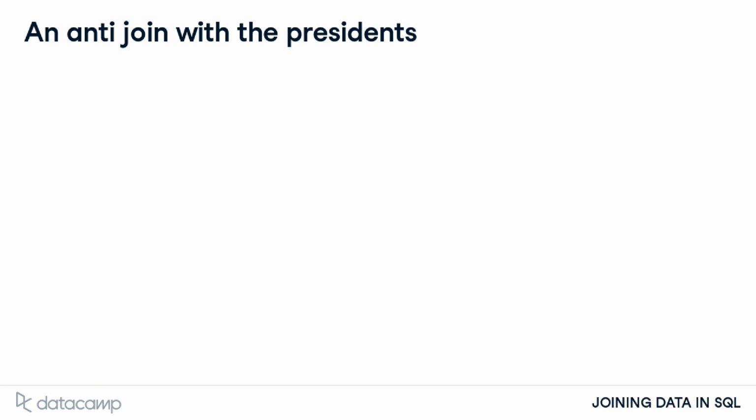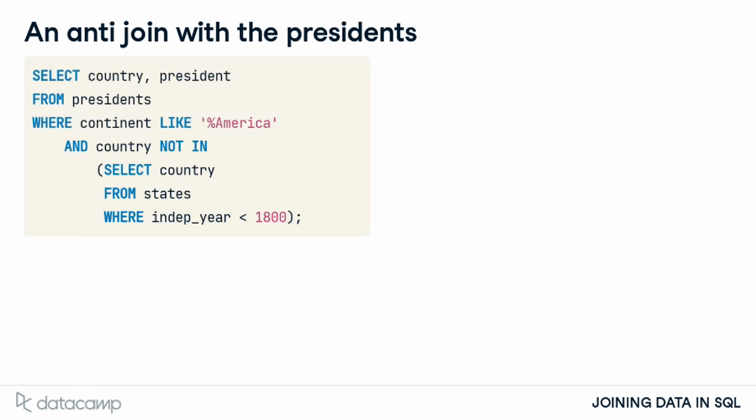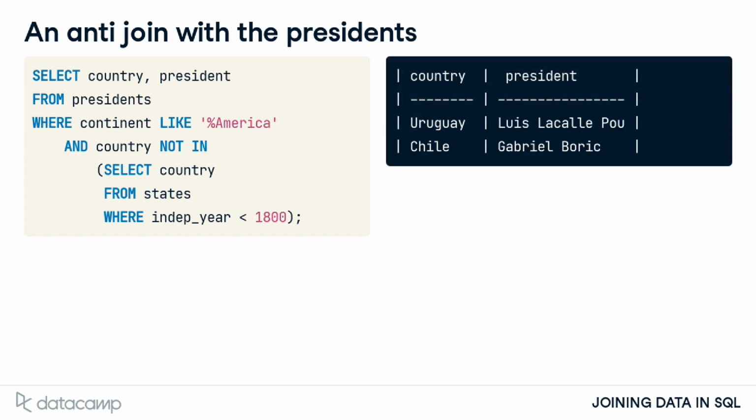To change our semi-join from before to after 1800, we add not before the in statement. We call this an anti-join. In addition, we add to our first where clause to filter for continents in the Americas. The result shows presidents of countries in the Americas that gained independence after 1800. Only Chile and Uruguay are returned, not the USA, which gained independence before 1800.